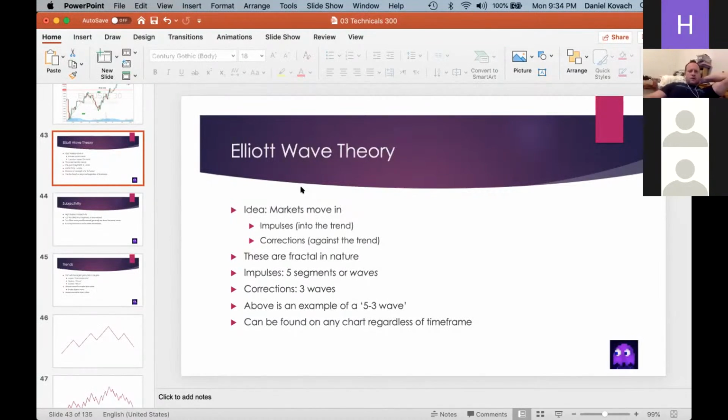And so, the core principle about this theory is actually quite simple, and that is that markets move in what we call impulses, which are into the trend, right? They're toward the trend, and corrections, which are against the trend.